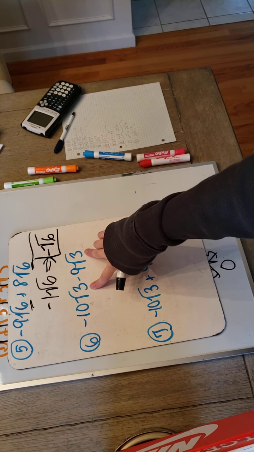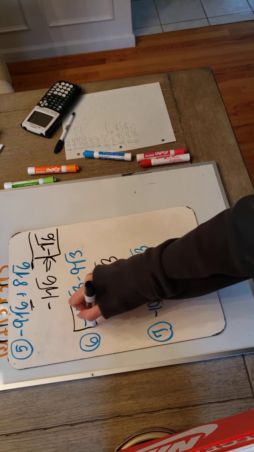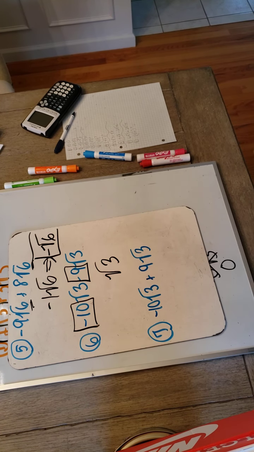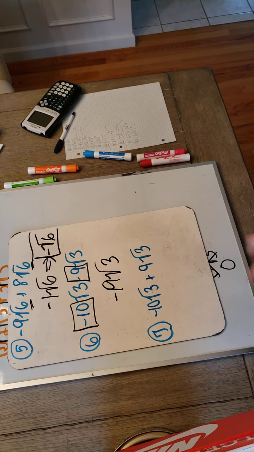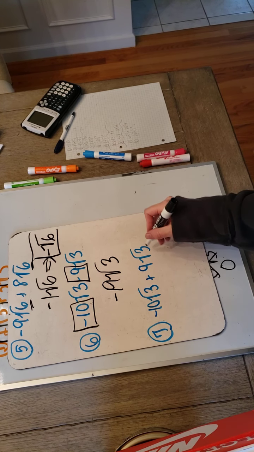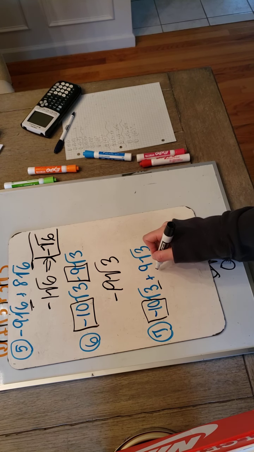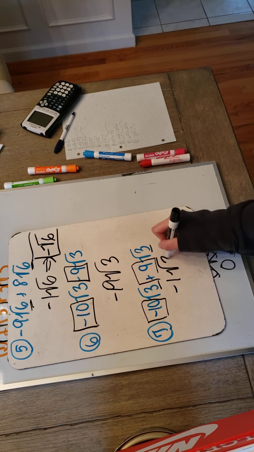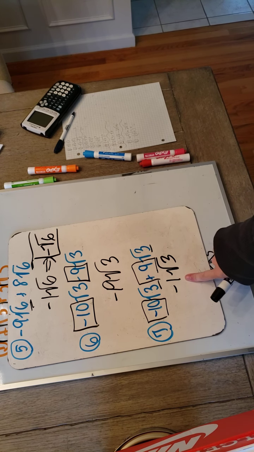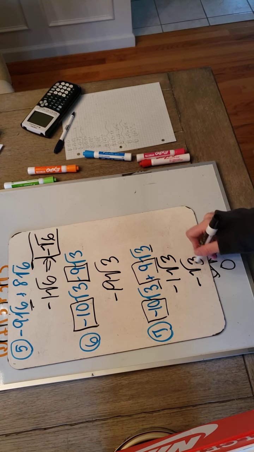Are the numbers under the radical the same? Yes, they are. So we have -10 minus 9, which is -19. Are the numbers under the radical the same? Yes, they are. -10 plus 9 is -1 root 3. But is this the prettiest it can be? Absolutely not. Write it without the 1.